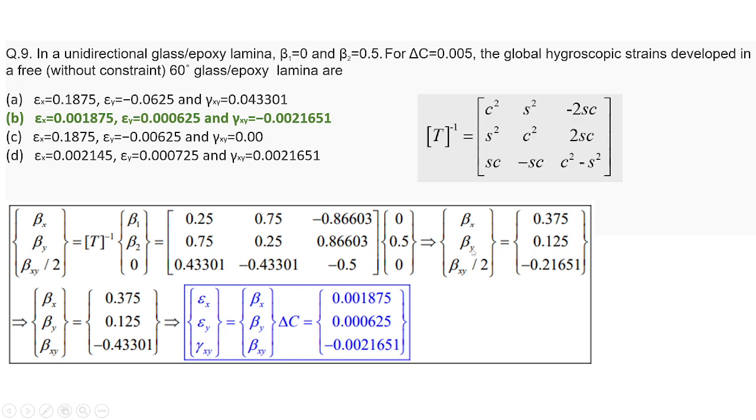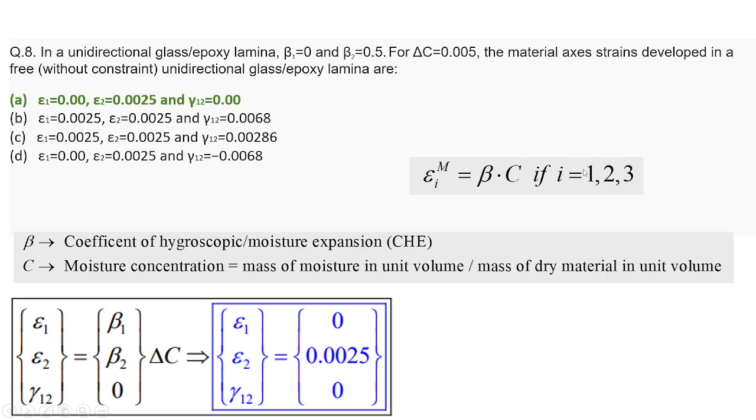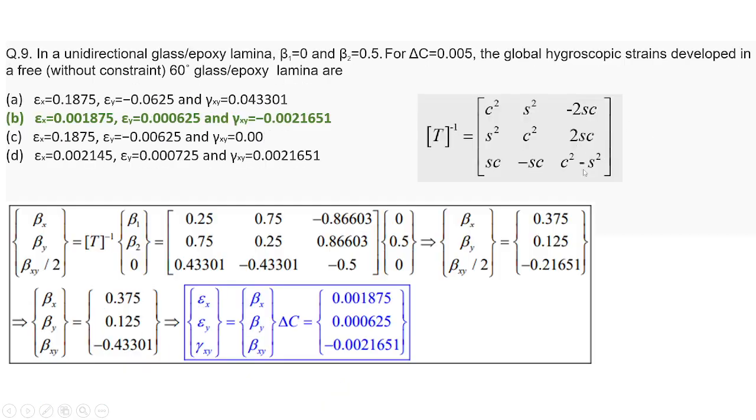After finding the coefficients, we can convert them into the strain from the equation that was shown in the last question, epsilon i equal to beta i into delta C. So delta C is given, and the beta values in the global axis we got from the principal axis, and then we will get the strain in the global axis, and that will be the final answer.